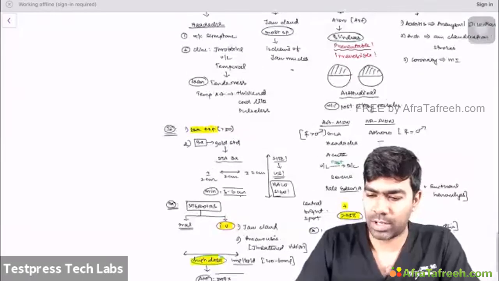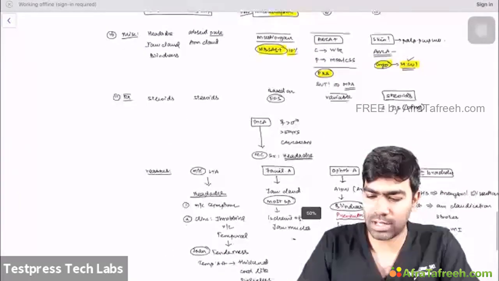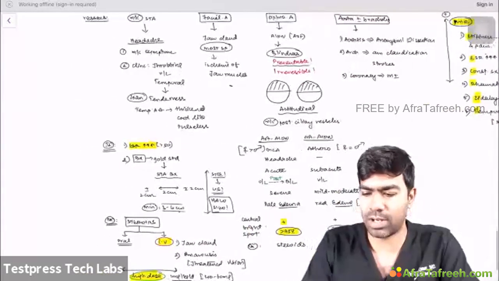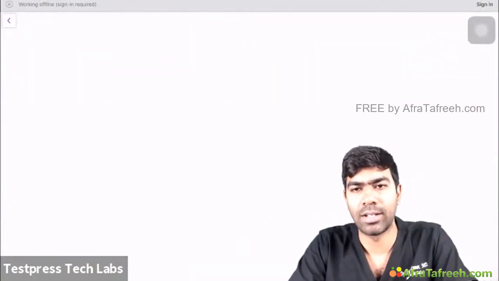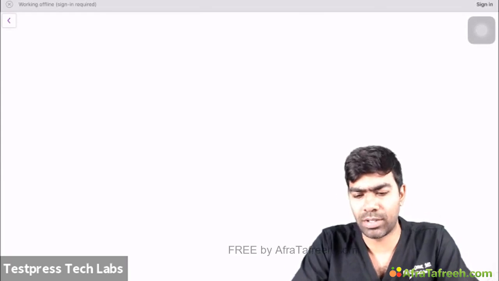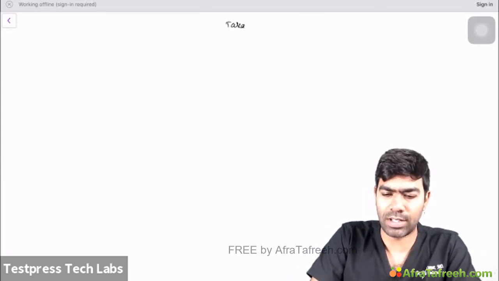So this is the treatment that you're going to give for giant cell arteritis. Giant cell arteritis is a very important topic in exams. I think we have covered in detail the intricacies of giant cell arteritis. Then Takayasu arteritis is quite simple. It's not very difficult to understand.